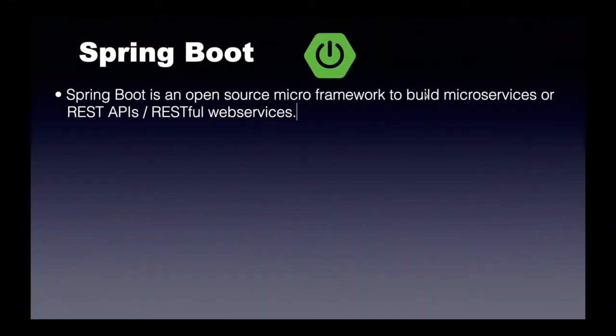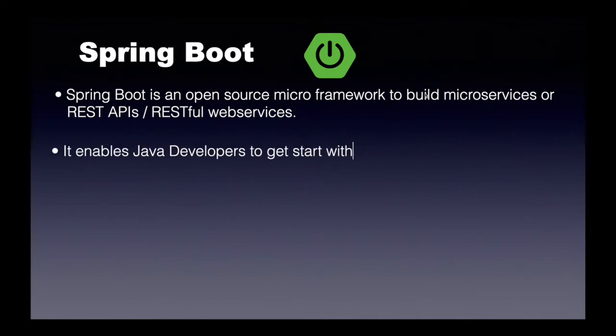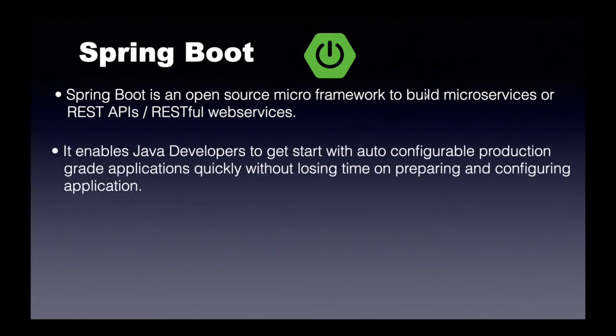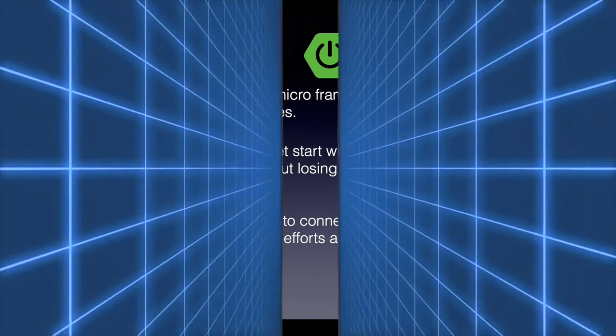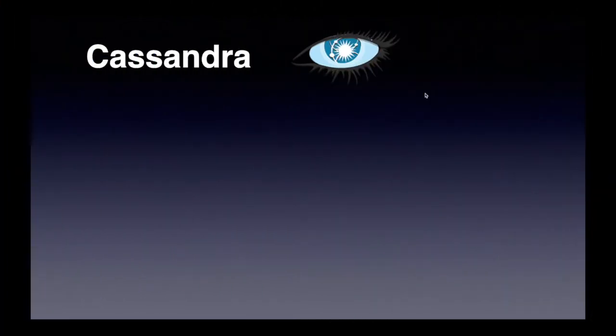What is Spring Boot? Spring Boot is an open source micro framework to build microservices or REST APIs. It enables Java developers to get started with auto-configurable, production-grade applications quickly, without losing time on preparing and configuring applications. It provides ready-made templates to connect various systems like databases, APIs, and LDAP systems, and many more, without much effort and configuration.